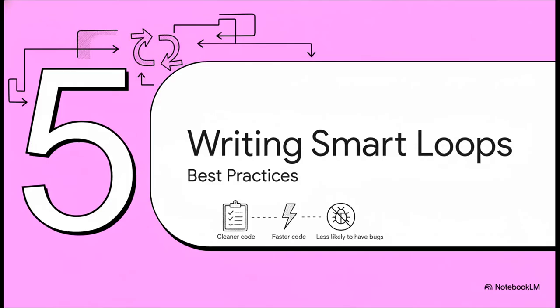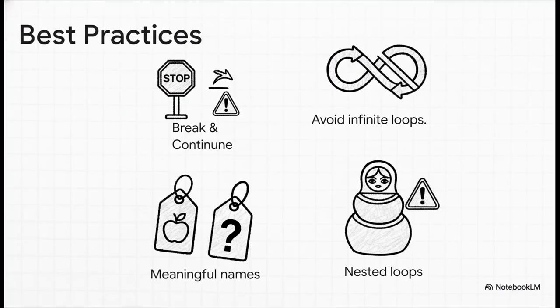So now that we have the tools, let's talk about craftsmanship. Writing smart loops isn't just about making them work, it's about making them clean, fast, and bug-free. So here are a few best practices to keep in mind. First, and this is a big one, always make sure your loop has an exit strategy. An infinite loop will just freeze your program. Second, be really careful about putting loops inside other loops. We'll talk more about that in a sec. Third, use clear variable names. It just makes your code so much easier for you and everyone else to understand. And finally, use break and continue sparingly. Too many of them can make your code's logic really hard to follow.